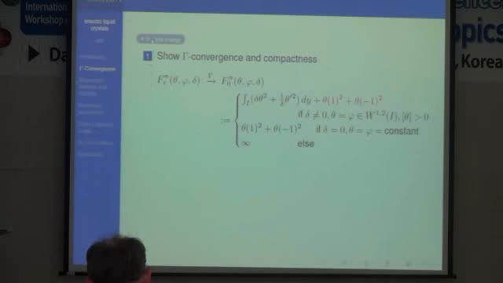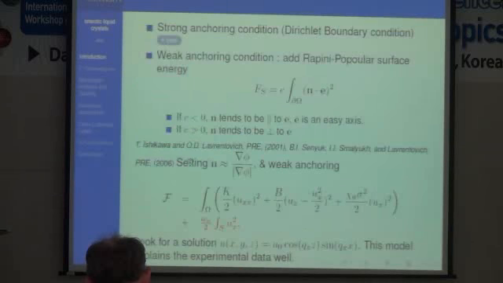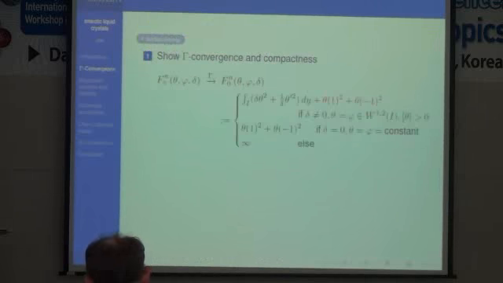So if you go back to this energy, Lavrentovic used this weak surface energy there, but if you linearize this surface energy, then this is exactly what you have in the gamma limit here. So this is the connection between this weak anchoring condition of the director and the gamma limit that we have in the natural boundary condition on the layers.